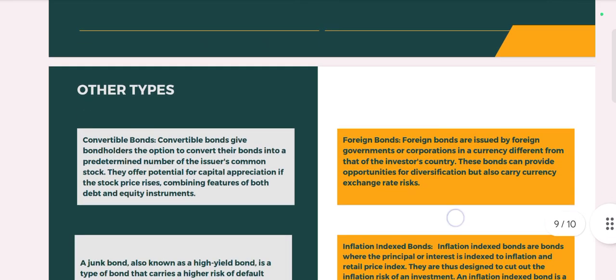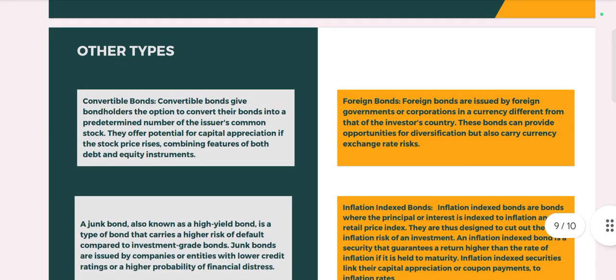Other types. In other types, we cover four types. First is convertible bonds. Convertible bonds give bondholders the option to convert their bonds into a predetermined number of the issuer's common stock. They offer potential for capital appreciation if the stock price rises, combining features of both debt and equity instruments.